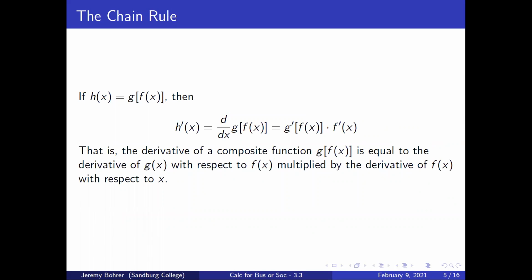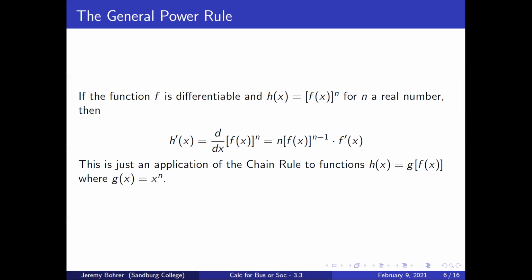The chain rule. If h of x equals g of f of x, then h prime of x equals the derivative of g of f of x, which equals g prime of f of x times f prime of x. That is, the derivative of a composite function g of f of x is equal to the derivative of g with respect to f of x multiplied by the derivative of f of x with respect to x.